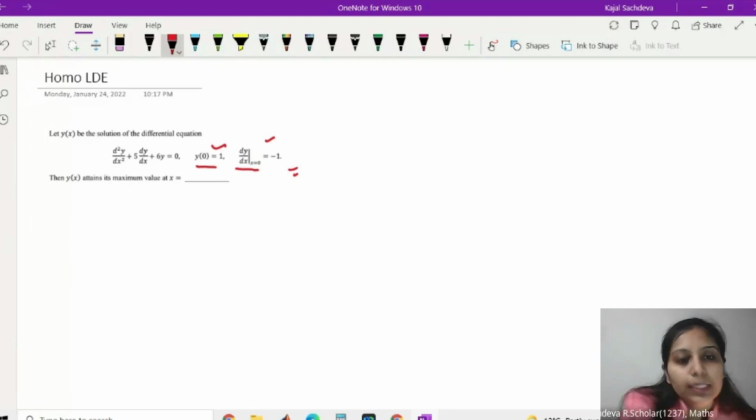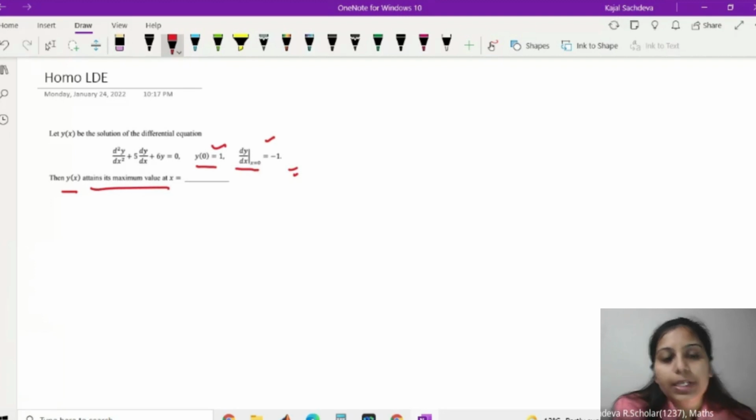And what they have asked: y(x) attains its maximum value at x is equal to what? This is a numerical answer type question. Directly they want the answer. So in this question, we also find y(x) first. Then on the basis of y(x), we find where the maximum value is. And for finding the maximum value, we have the method of calculus, that is the second derivative test. So we will apply this in the end.